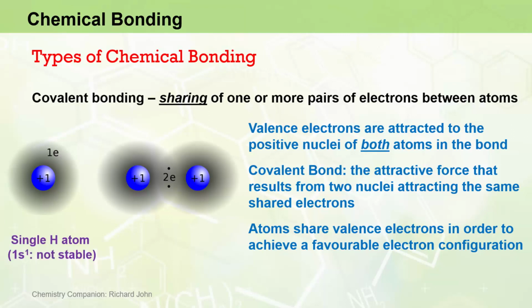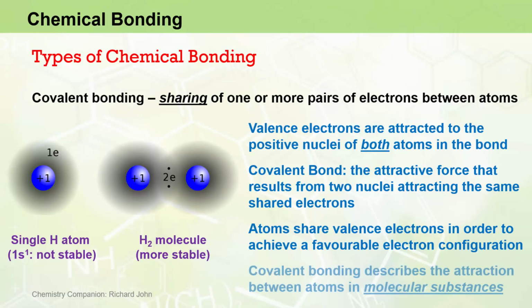In the covalent bond model, atoms share valence electrons in order to achieve a favorable electron configuration. For example, we see that a hydrogen atom has a single 1s electron in its electron cloud, which we know is not a stable arrangement. By sharing an electron with another hydrogen atom in forming the H2 molecule, each atom can now be said to have two electrons surrounding its nucleus, and this is a much more stable electron configuration. As an example, think of the electron cloud of helium, which has two electrons around its nucleus. The covalent bond model involving electron sharing is used to describe the attraction between atoms in molecular substances, that is, molecular compounds or molecular elements.